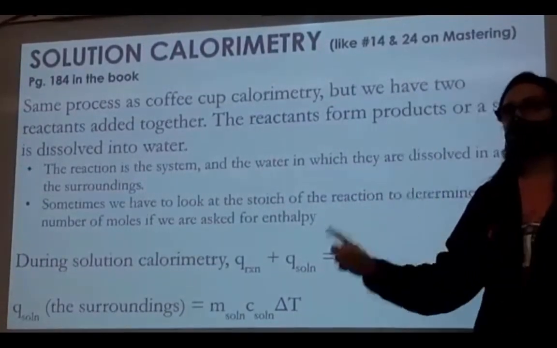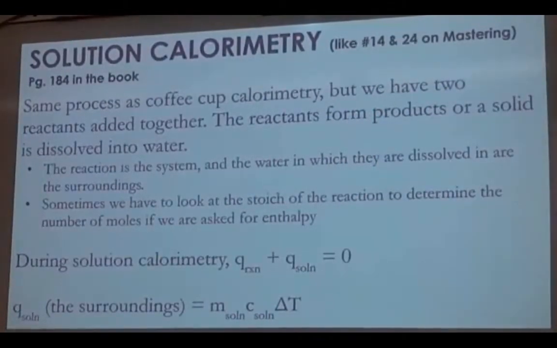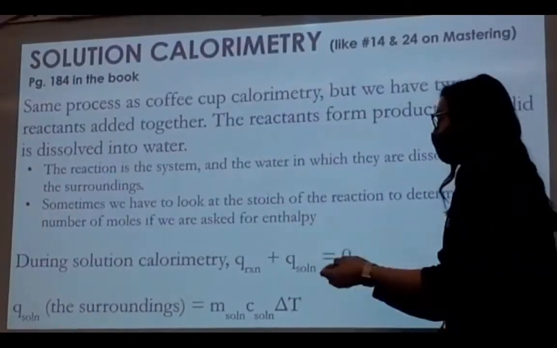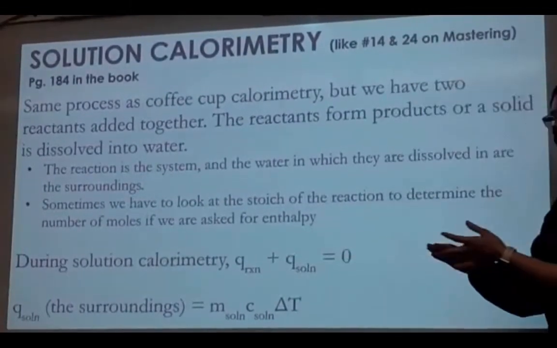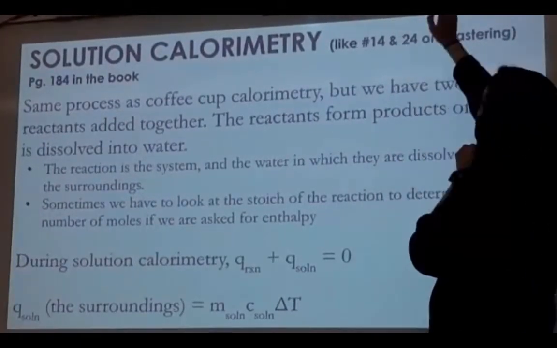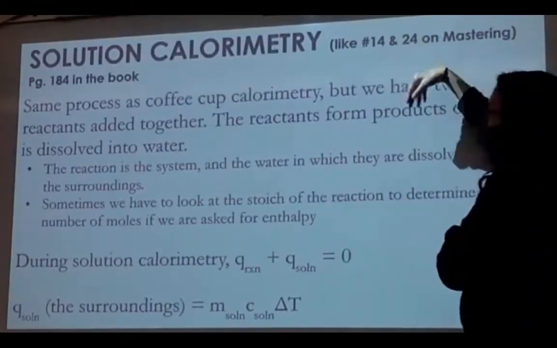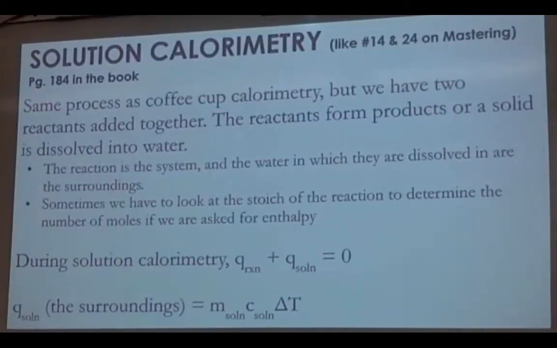The biggest thing that people miss is the mass. It's the mass of the total solution. So you're adding your two reactants together, the total mass of the solution. If it gives us a calorimeter constant, then we're going to have Q reaction plus Q solution plus Q cal equals 0. So we just have to pay attention to what our systems are. There are a couple questions like this on Mastering, 14 and 24. 24 is an extra credit question. 14 is not. But these are two types of solution calorimetry questions.